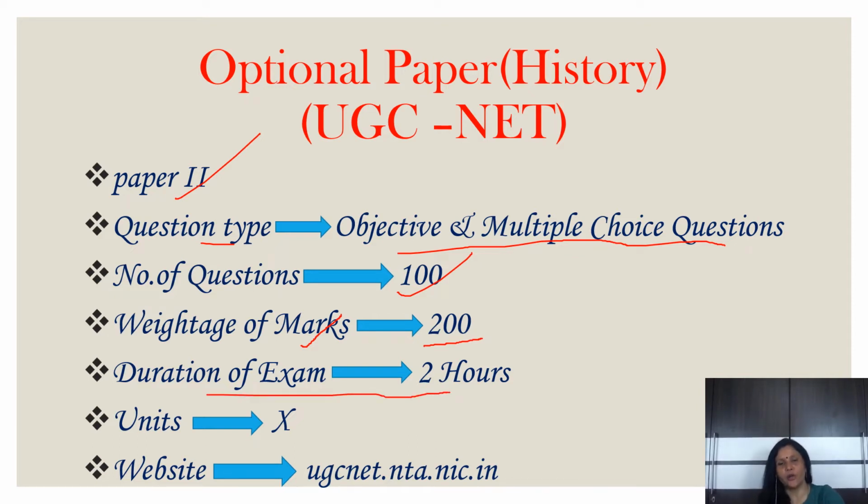The duration of the first paper is 1 hour, and for the second paper it is 2 hours. There is no interval between the first paper and the second paper. You will have to continuously write the examination for 3 hours. The syllabus of the history paper has been divided into 10 units, and if you want complete information about this examination, you will have to visit the website ugcnet.nta.nic.in.